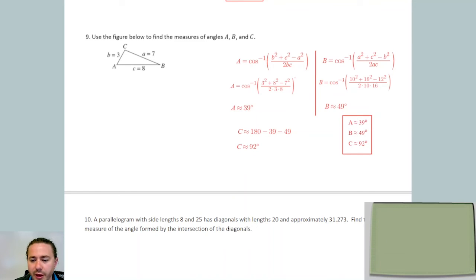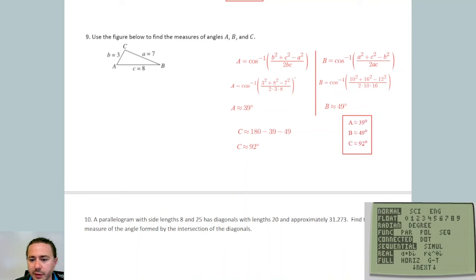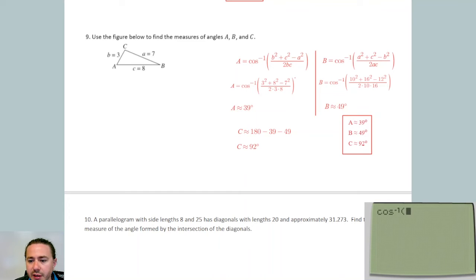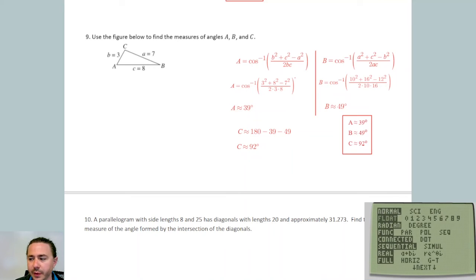Let's go ahead and turn on the calculator and type that in. Inverse cosine of a fraction: 3 squared minus 8 squared minus 7 squared, all over 2 times 3 times 8. And domain error. Maybe I mistyped something. Oh, you know what? I know what it is. My calculator reset here. I need to go back to degrees.